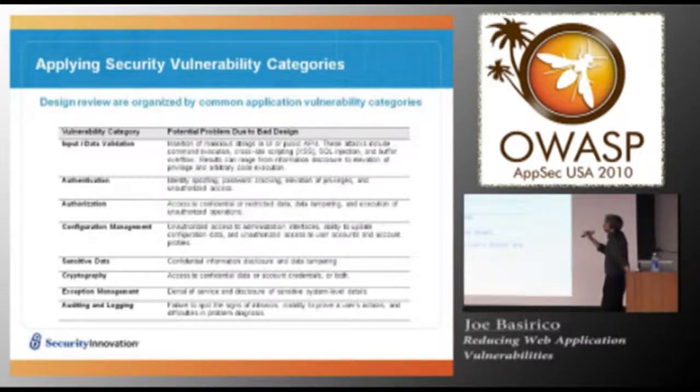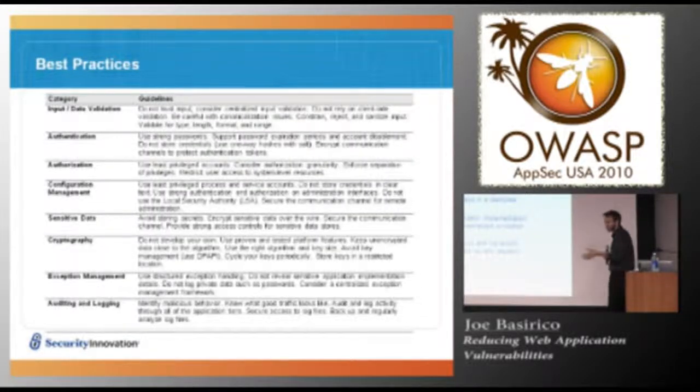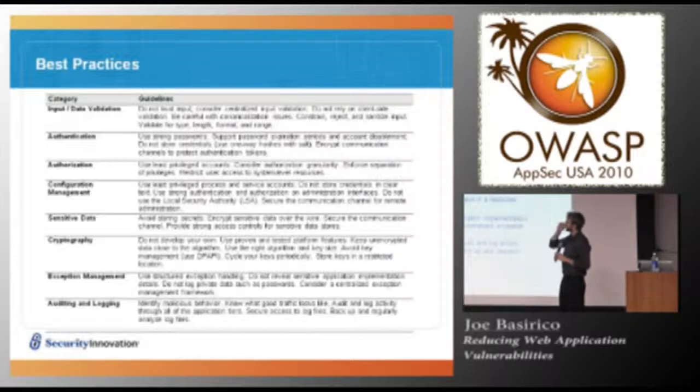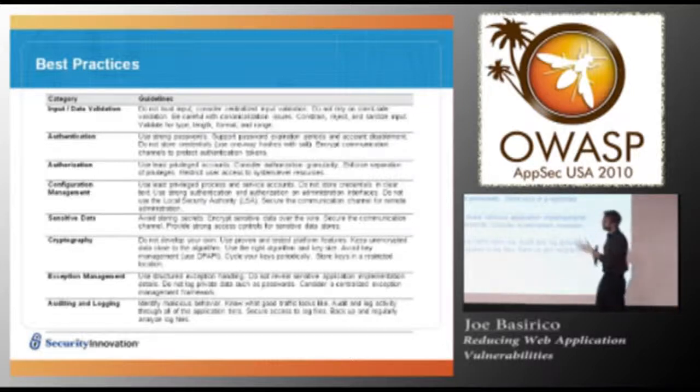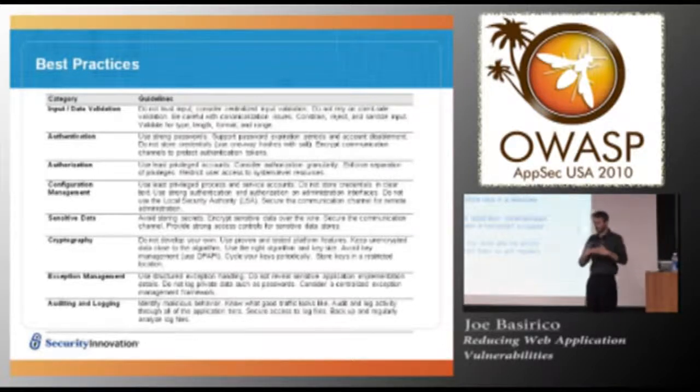So we're going to go on, for each one of these vulnerability categories, and enumerate these potential problems. Then once we have these, we can enumerate some best practices. So again, for input and data validation, we're going to simply not trust that data. We're going to validate, we're going to encode, we're going to make sure that that data is exactly what it should be.